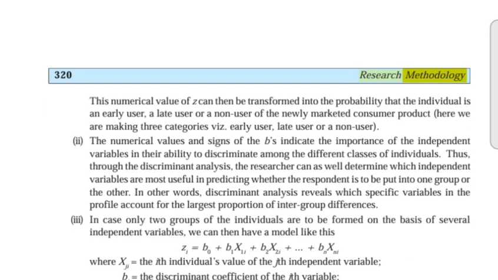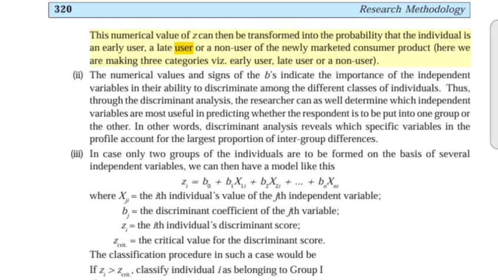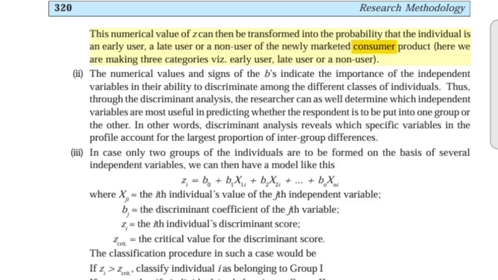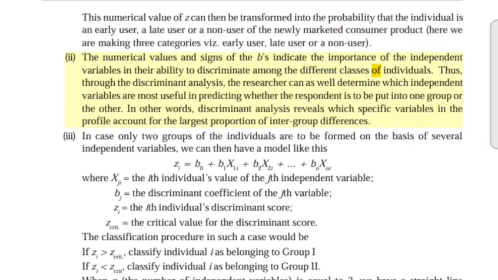This numerical value of Z can then be transformed into the probability that the individual is an early user, a late user or a non-user of the newly marketed consumer product. Here we are making three categories, viz. early user, late user or a non-user. The numerical values and signs of the Bs indicate the importance of the independent variables in their ability to discriminate among the different classes of individuals.